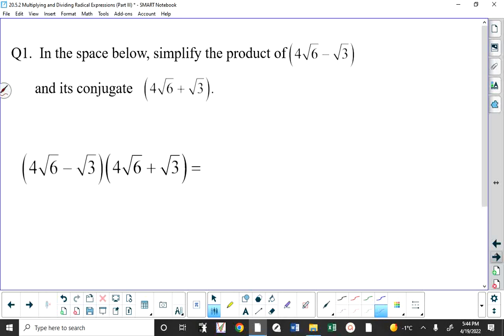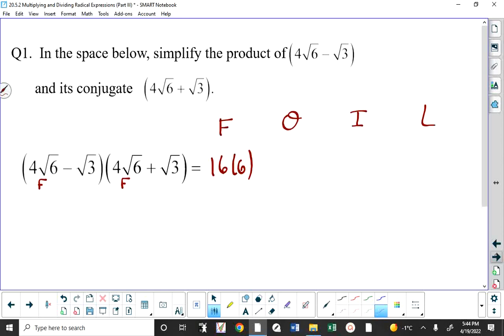All right, so what we are asked to do is multiply these 2 conjugates together. Well, they're binomials, so what we are going to do is use the FOIL rule. First, outer, inner, and last. So first means we're going to multiply this term by this term. So we're going to get 4 root 6 times 4 root 6. Well, we can multiply 4 and 4 because they are coefficients. And we can multiply root 6 and root 6 to get 6.